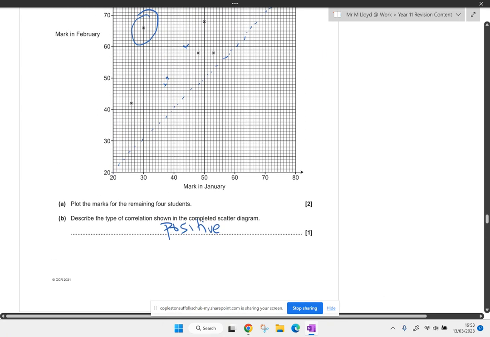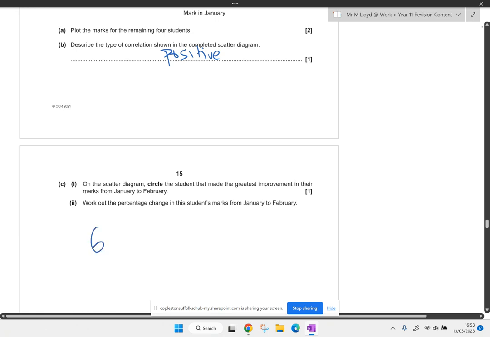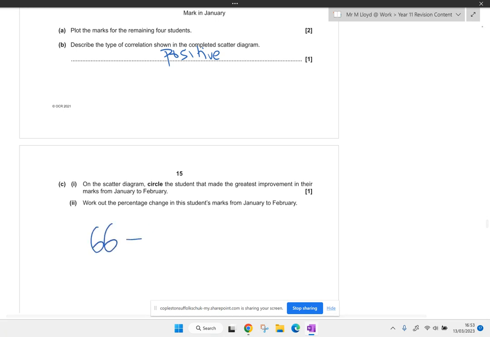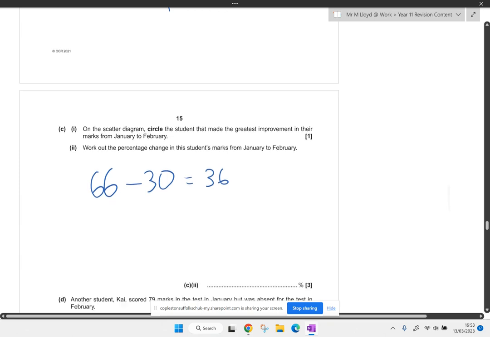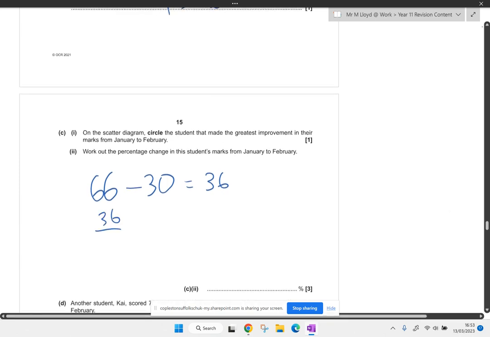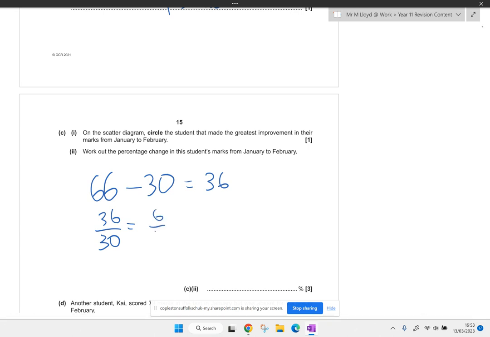Work out the percentage change in this student's marks. So we have 66. The percentage change means they've gone up from 30 to 66, which is a 36 improvement. 36 over the original amount of 30 is going to give us our value. That will all divide by 6, which is 6 over 5, which is 1.2. And when we times it by 100, we get 120.